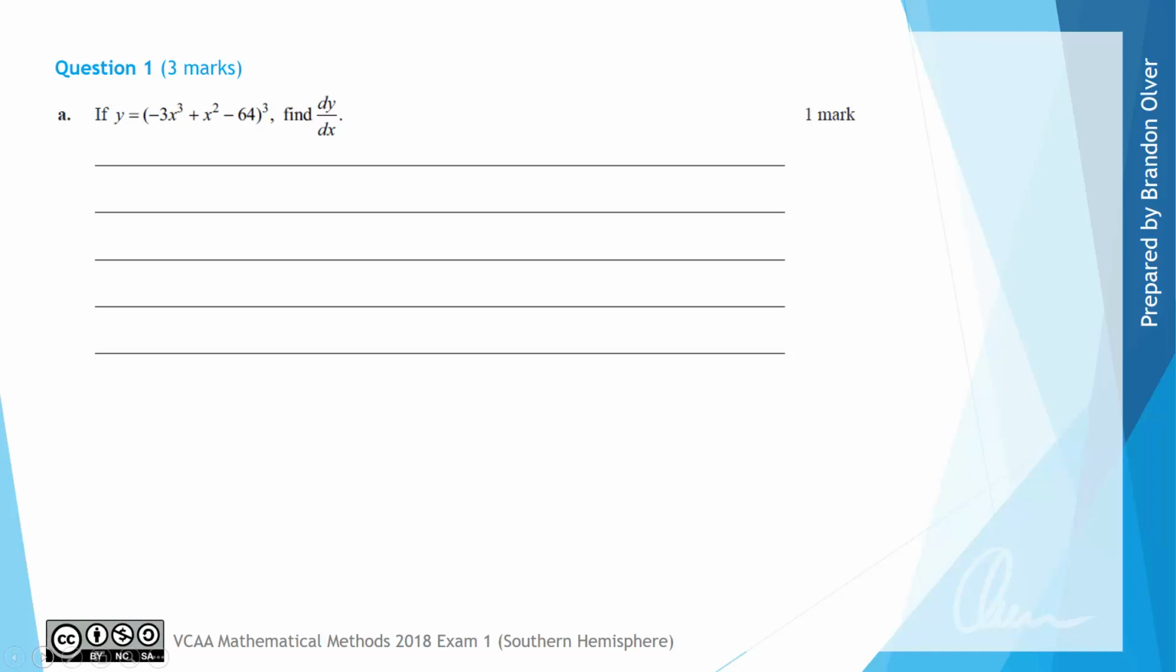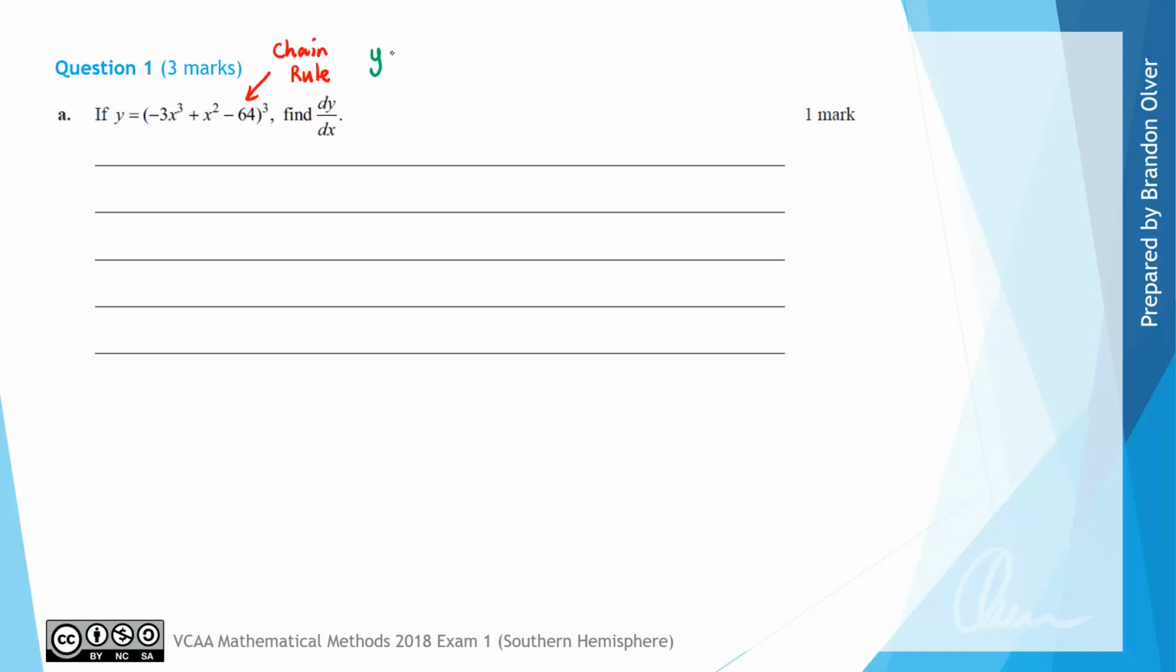So for part A of this question we have: if y equals (negative 3x cubed plus x squared minus 64) all cubed, find the derivative dy/dx. Now if we inspect this rule here, we can see that it is a function inside a function, so we're going to require the chain rule.